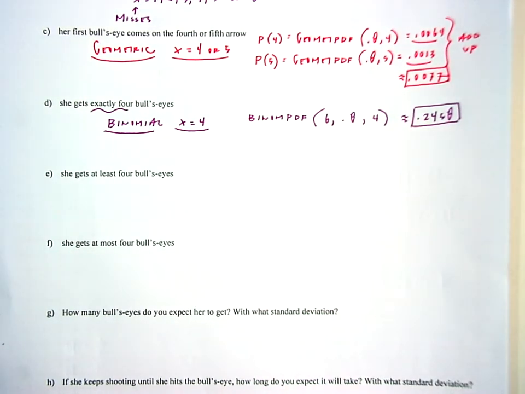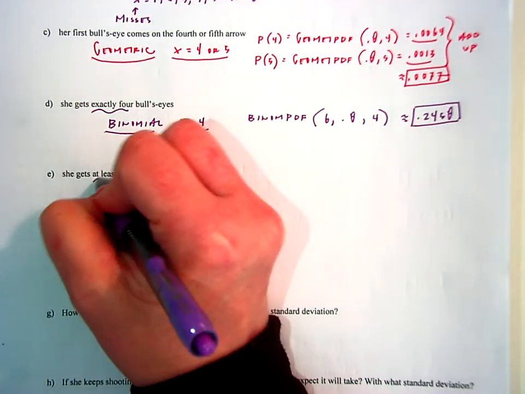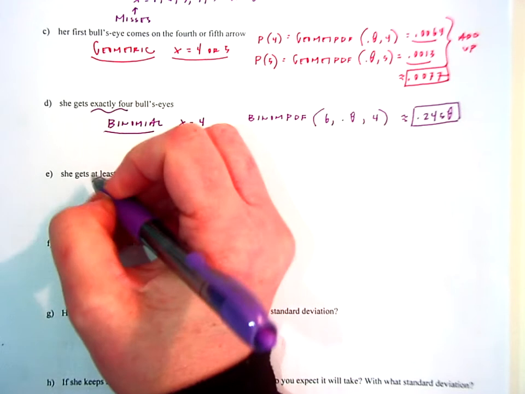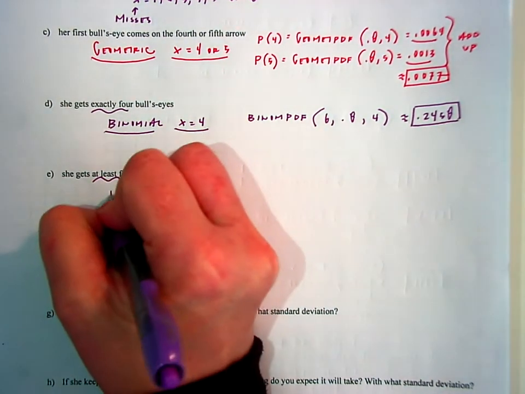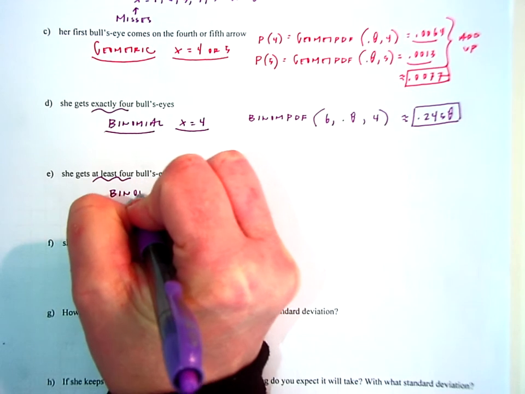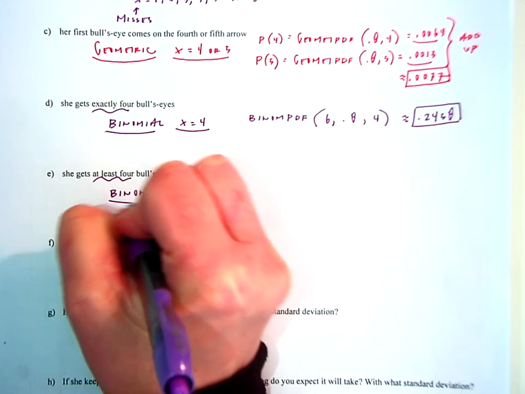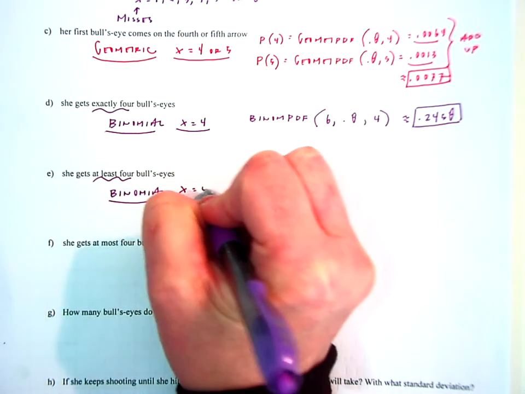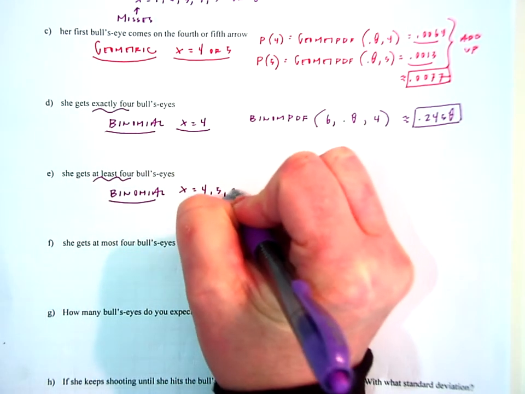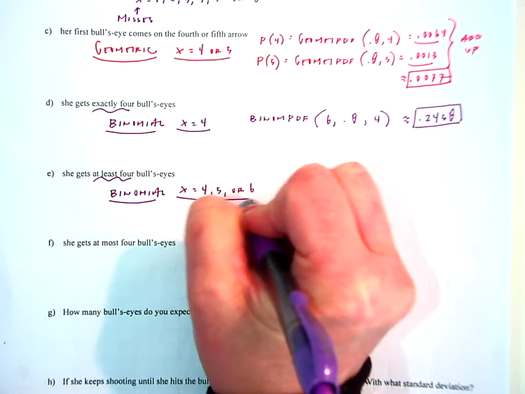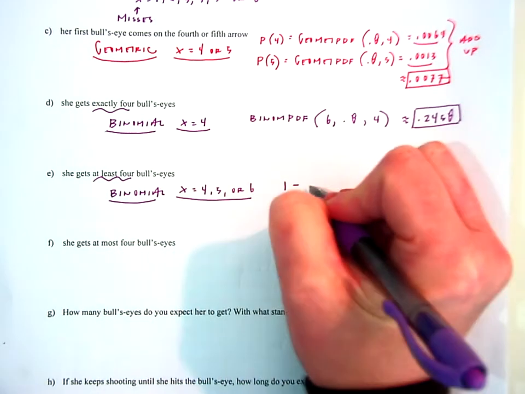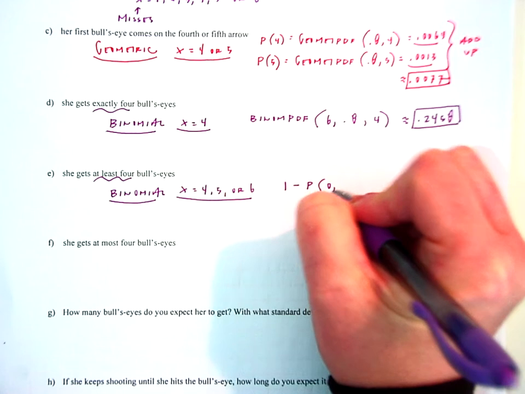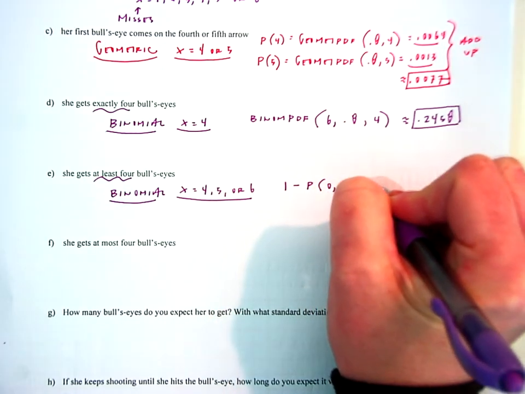Okay, she gets at least 4 bullseyes, so at least 4 bullseyes. Again, that means I could have 4 bullseyes, could be 5, could be 6. So I'm going to lay this out as binomial and say that x could be 4, 5, or 6. Then I have to go through the complement. I know that's 1 minus the probability that it's 0, 1, 2, or 3.